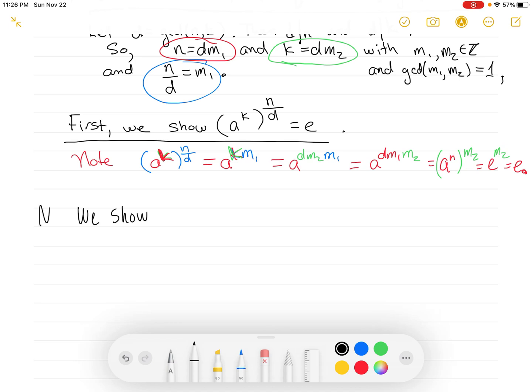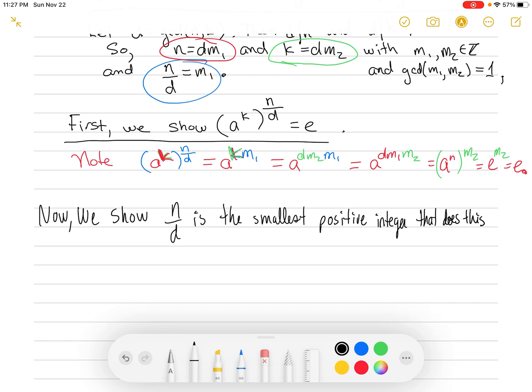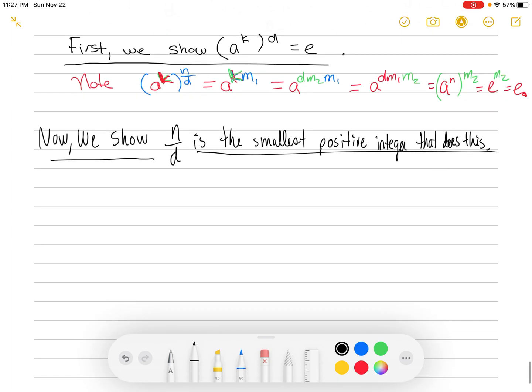So now we show n over d is the smallest positive integer that works, that does this, that you can raise a to the k to get the identity. Okay, so let's look at the smallest positive integer that does this. Let's just call it m.